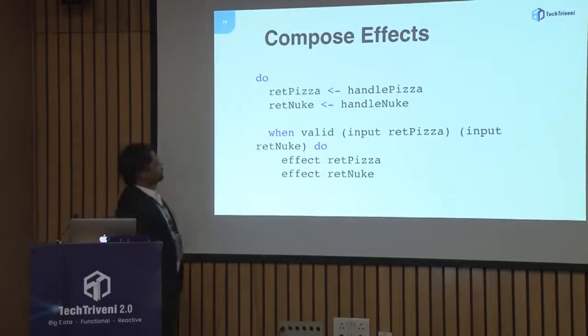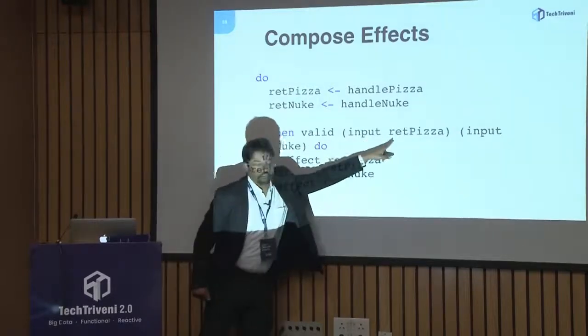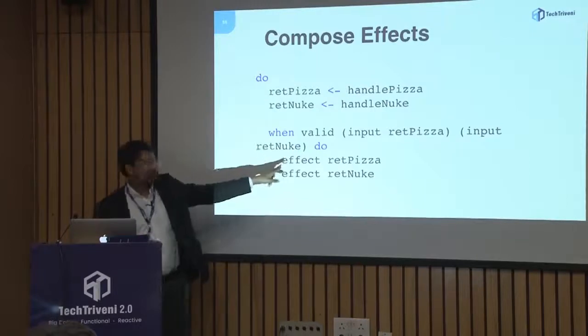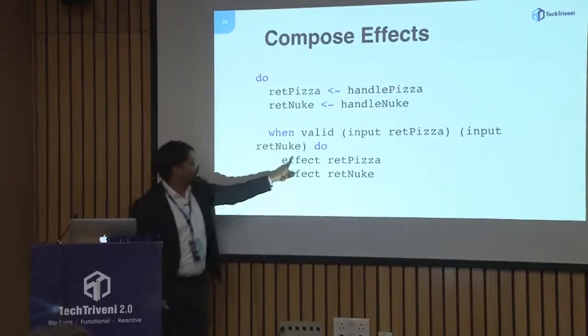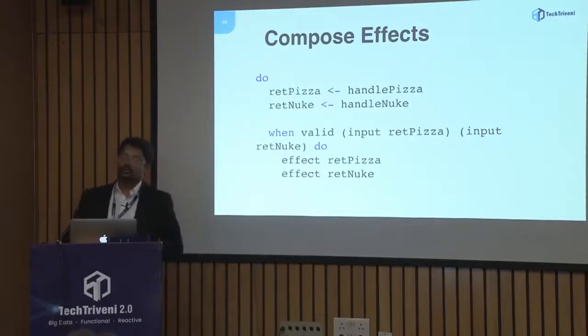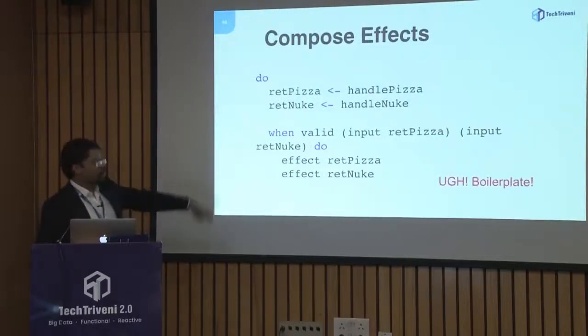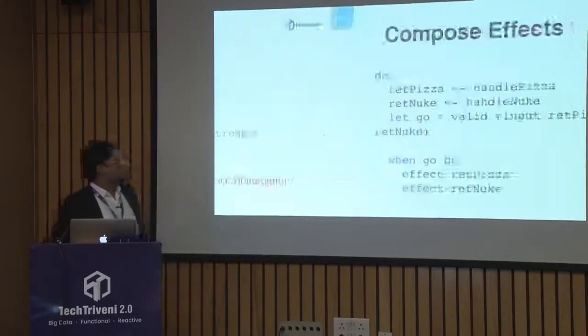Now, when we want to compose it, we first get the things out, then we check valid on the inputs, right? We're first calling input on the return values, calling the validate function, and then we're doing the two effects. Again, we have to get the effect out. This is the analog to dot notation in Haskell. They're simple functions. Boilerplate. I don't like it. Okay, I don't want to do this.